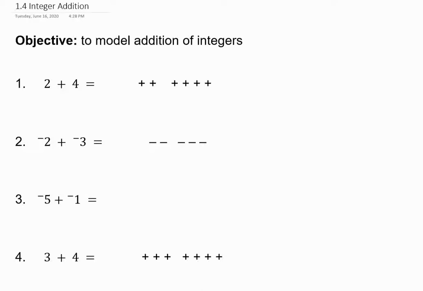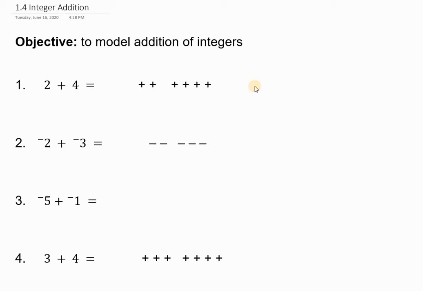In this lesson, we're going to be looking at modeling addition of integers, and this is section 1.4. Problem number 1, 2 plus 4. So positive 2 plus positive 4. You can see in my picture here, I have 2 positive symbols and 4 more positive symbols. So altogether, I have 6 positives. So my answer is positive 6.